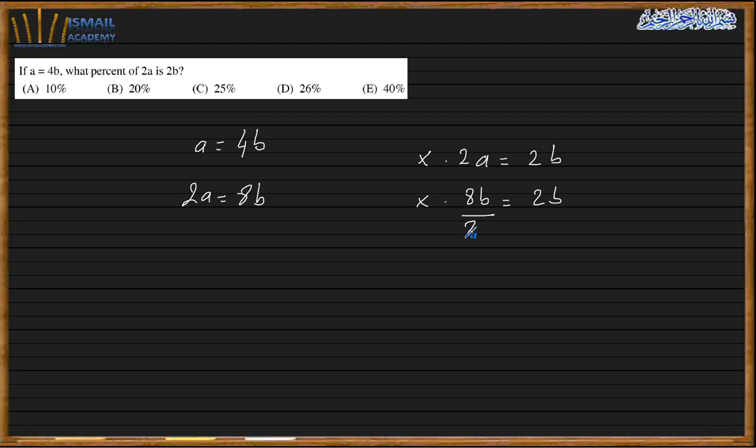If I divide both sides by 8B, I cancel here, so x is going to be 2 over 8, which is 1/4. And 1/4, if I multiply by 25, I get 25 over 100, so it's going to be 25%. So it is 25%.